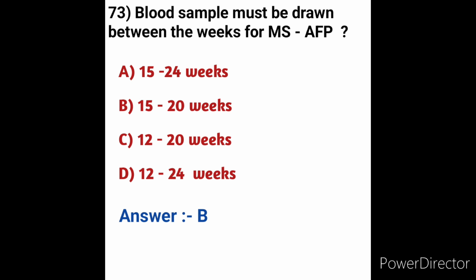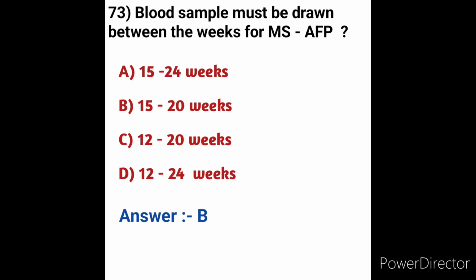The normal range of the MSAFP is 0 nanograms per ml to 40 nanograms. Here option B, 15 to 20 weeks. The blood sample must be drawn between 15 and 20 weeks. Here option B is the correct answer. Greater than 400 nanograms per milliliter could be a sign of liver tumors and abnormality of the baby. Here greater than 400 nanograms per ml is a sign of liver tumor.